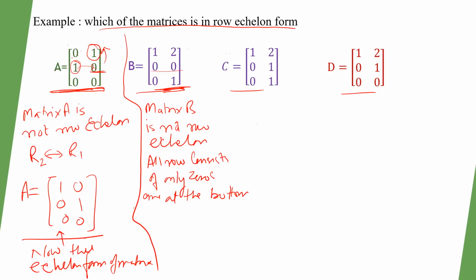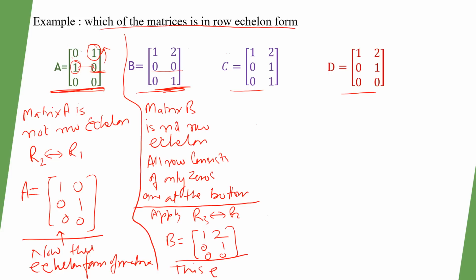So to make that matrix into row echelon form, we just apply the operation R3 interchange with R2. The matrix B becomes 1 2 0 1 0 0. Now this is echelon form. Okay, now come to the third matrix. So the matrix C, is it an echelon form of a matrix?